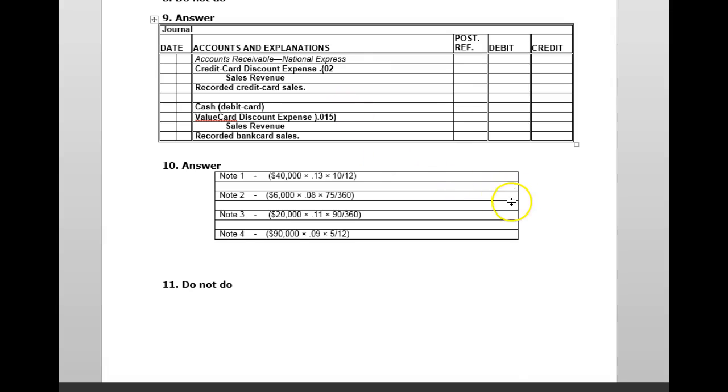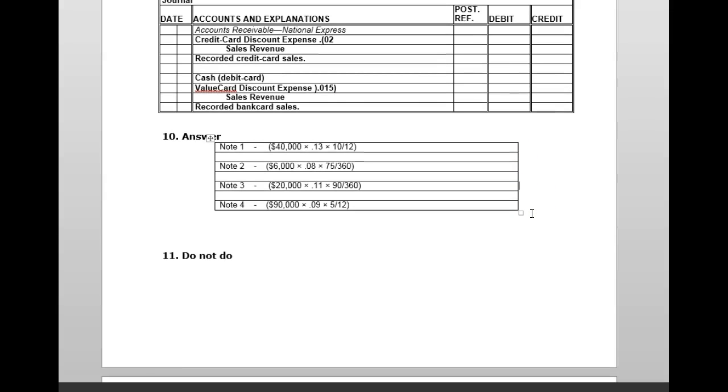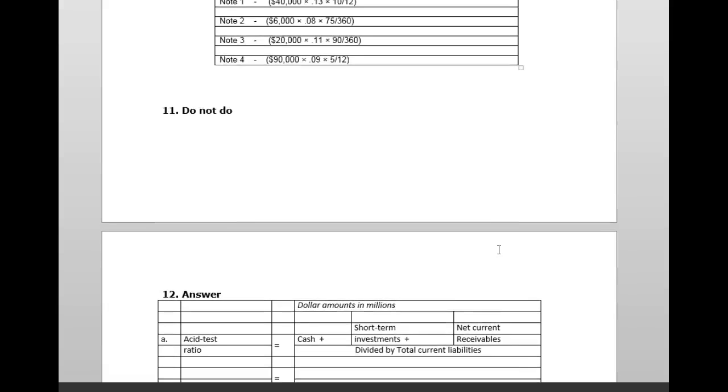On 10, we are jumping to a brand new ball game, and we're looking at notes receivable and how to figure the interest. These are fairly straight out and out calculations. This one's being held for 10 months. This one's being held for 75 days. This one's being held for 90 days. And this one's being held for 5 days. Please note, you don't use the 365 day, you use the 360 day in this one. So I think you can probably pull that one off just to get a feel for doing the interest.